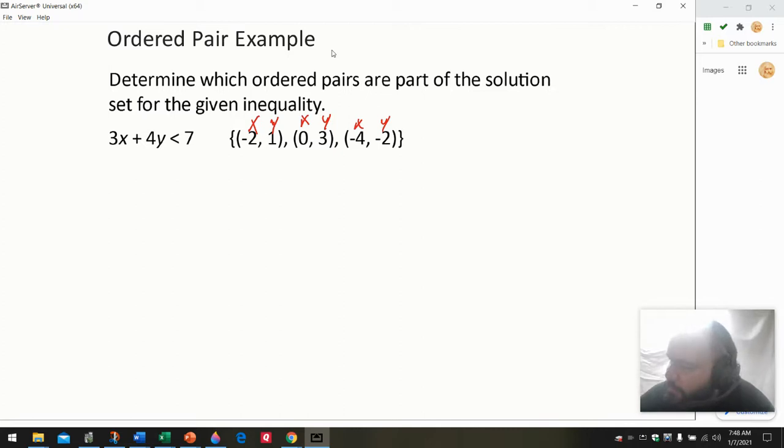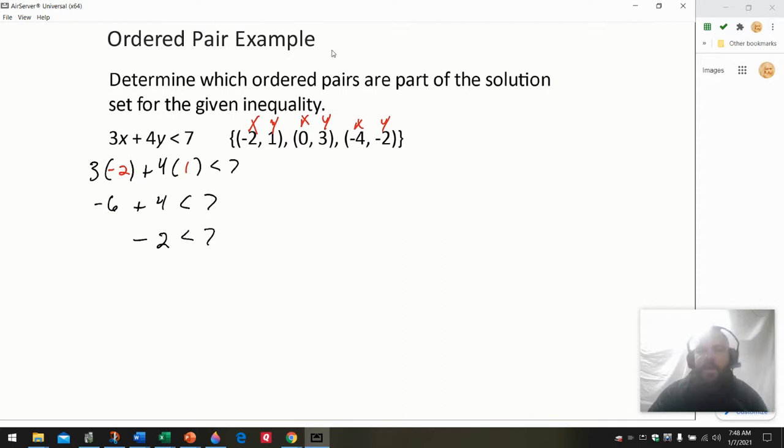This first inequality, I'm going to write it out. So it's 3x plus 4y is less than 7. And I'm going to substitute this first ordered pair in, -2 and then +1. Now, as I follow PEMDAS, 3 times -2 is -6. 4 times 1 is 4, and that's less than 7. -6 plus 4 is -2, is less than 7. And you can see -2 is less than 7. So I'm going to put a check mark beside it. That is true. So this point, -2, 1, works.